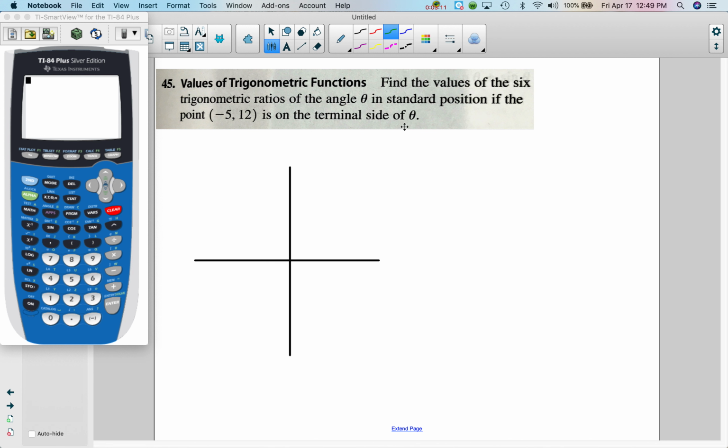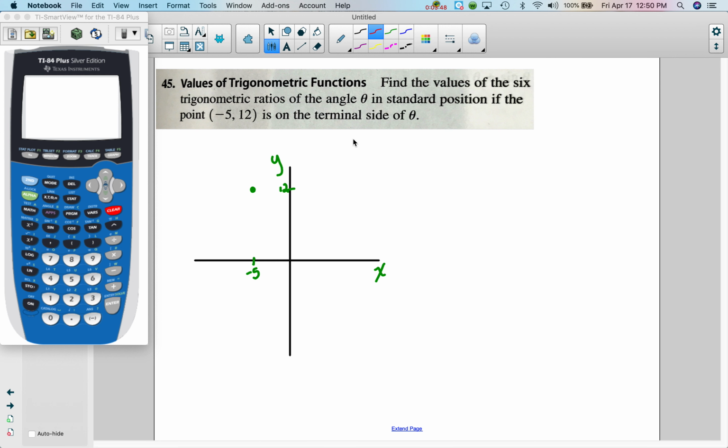The next question I was asked about was a problem like this on number 45, where you are given a point. Find the values of the 6 trig ratios of the angle theta in standard position if the point -5, 12 is on the terminal side of theta. So just make a little sketch of your x and y axes and think about where -5, 12 is. Let's say this is -5, and this is 12. So here's the point -5, 12, and it says this point is on the terminal side of theta.